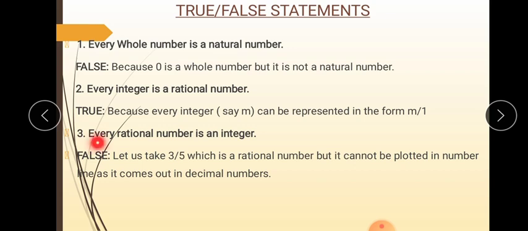Number 3: every rational number is an integer. The answer is false. Why is it false? Let us take 3 by 5. 3 by 5 is a rational number, but it is not an integer, because we have already learned that any fraction or decimal we cannot plot on the number line. That means we cannot view it as part of the set of integers. So every rational number cannot be an integer.